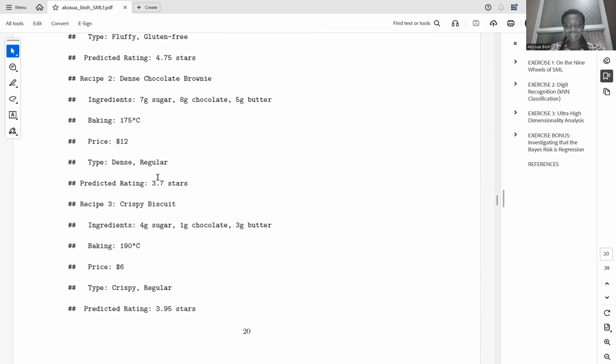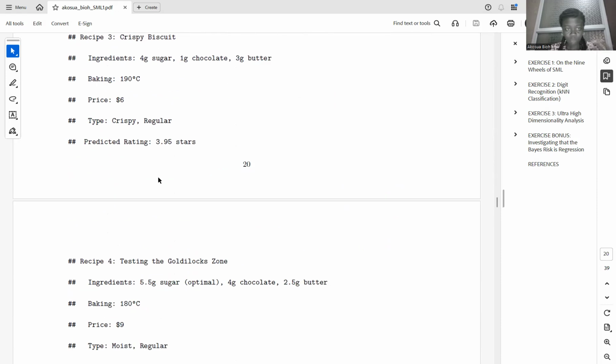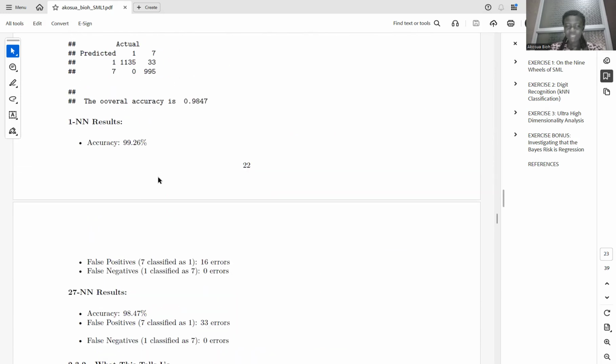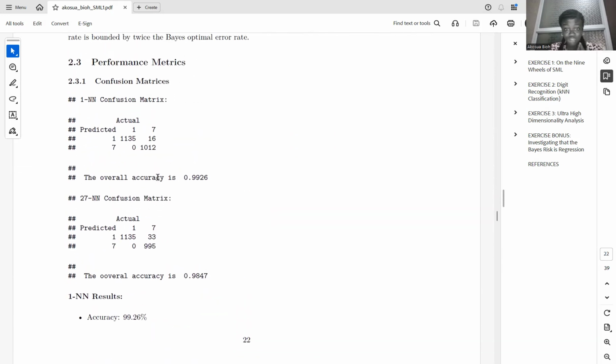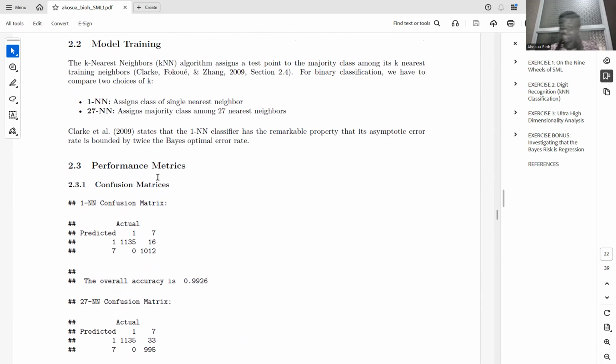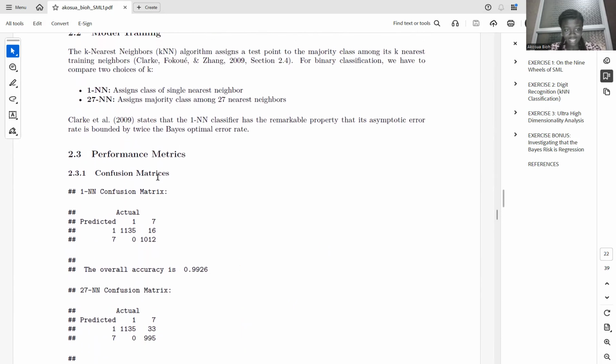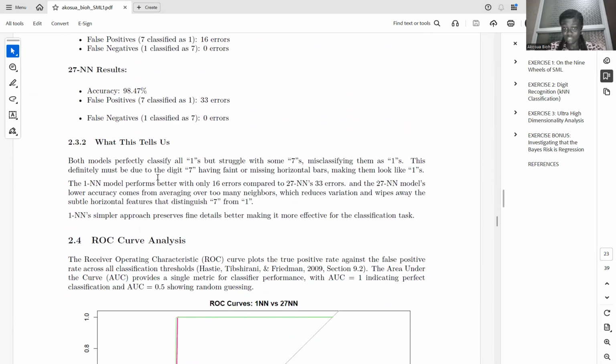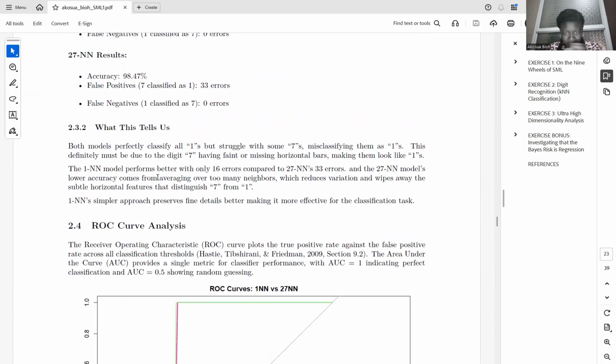Now with the second exercise, we looked at k nearest neighbors. We used it to classify handwritten ones and sevens. Let me just go there quickly. With over 13,000 training samples, I compared the 1NN and the 27NN. These are the confusion matrices. And you realize that the 1NN model performed best with 99.26 accuracy.